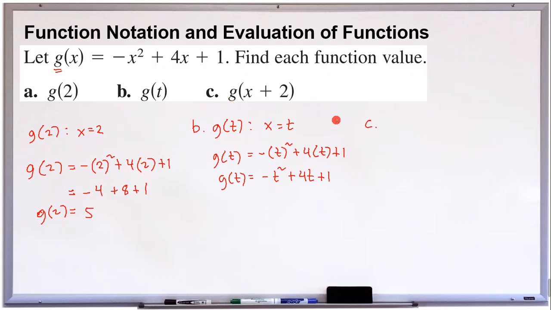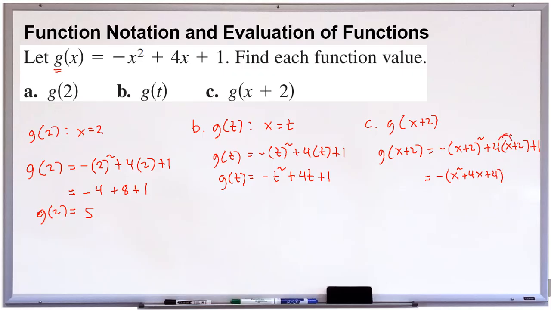Now let's try the last one. We have g of x plus 2. So this time, the input value is represented by the expression x plus 2. So we have g of x plus 2 is equal to negative of x plus 2 squared plus 4 times x plus 2 plus 1. So simplifying, we're going to expand the given binomial. So that's negative of x squared plus 4x plus 4.